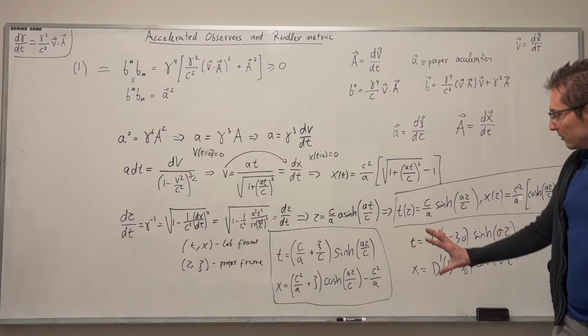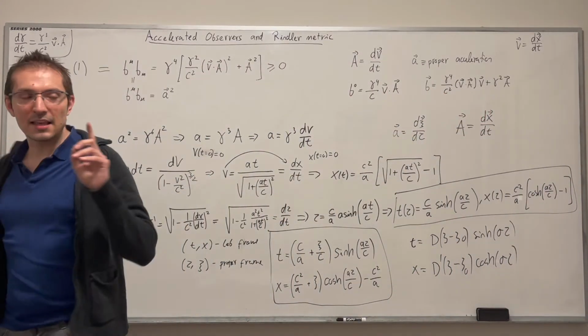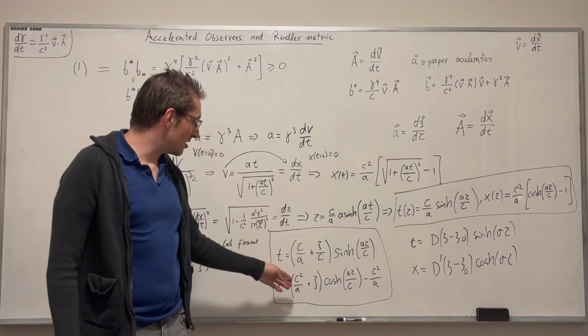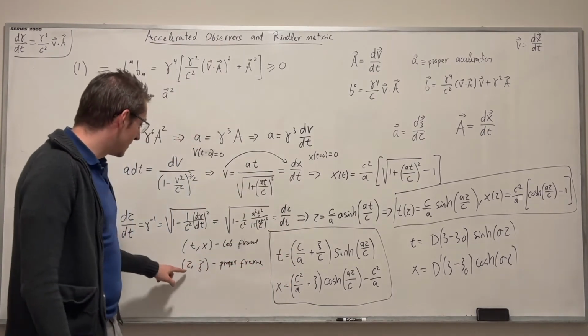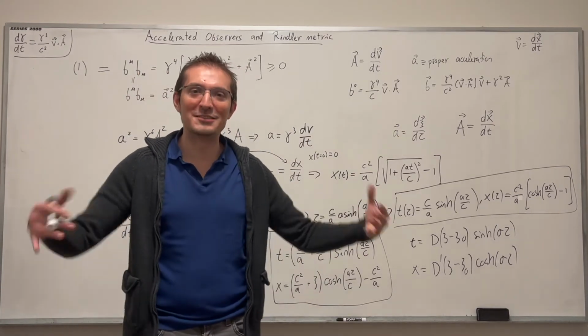All right, wonderful. So we have these coordinates. Now the question is, how does an observer that has proper coordinates tau psi see space-time, see the world, see things happening?